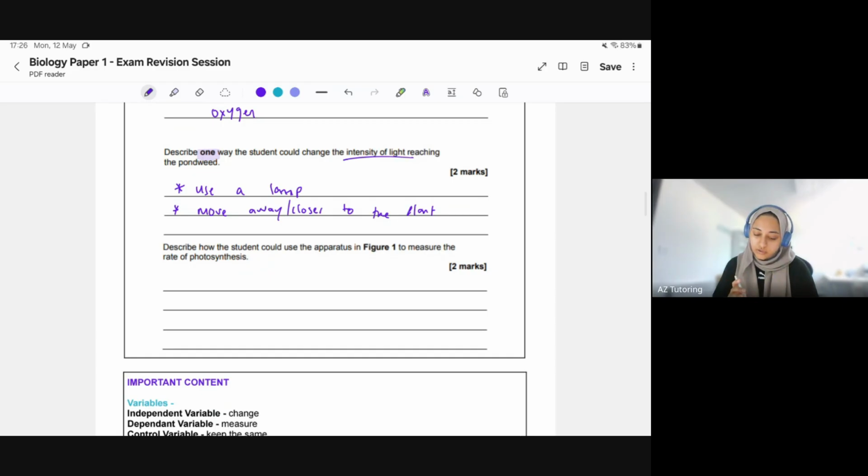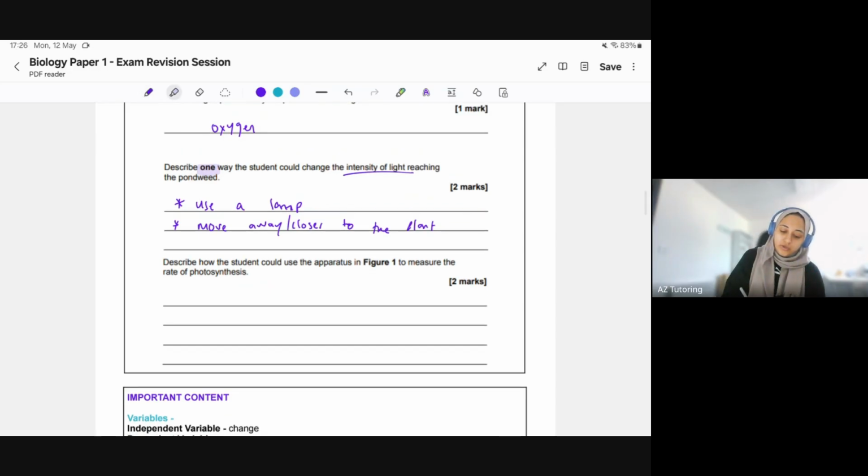Okay, describe how the student could use the apparatus in figure 1 to measure the rate of photosynthesis. So whenever you see the word rate in any question, that's always in a given time. That's with any rate question. So as soon as you see the word rate, just think something per time, be it seconds, minutes, and so on.